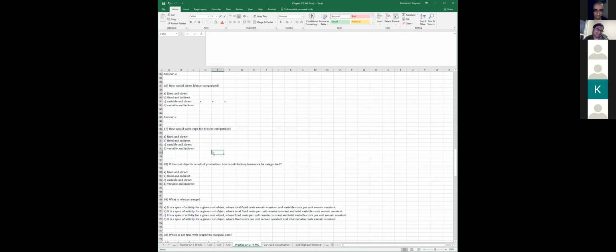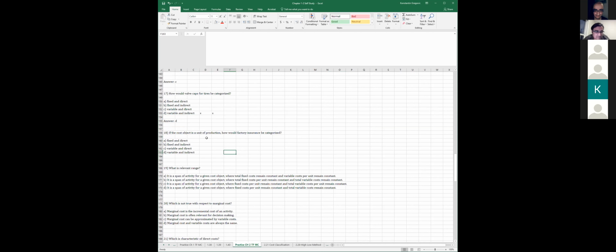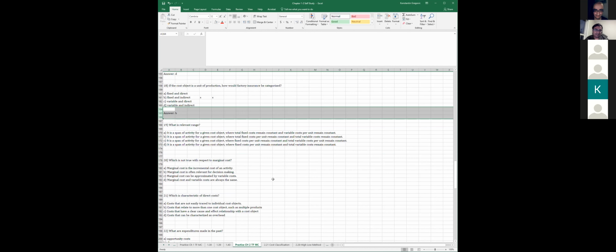How would valve caps for tires be categorized? Okay, you guys should get this one. Variable and indirect. That's what I'm guessing. D? Anybody else? I think it's D, but let's see. D. If the cost object is a unit of production, how would factory insurance be categorized? Fixed and indirect. I'm guessing B too. Anybody else? B as well. B.